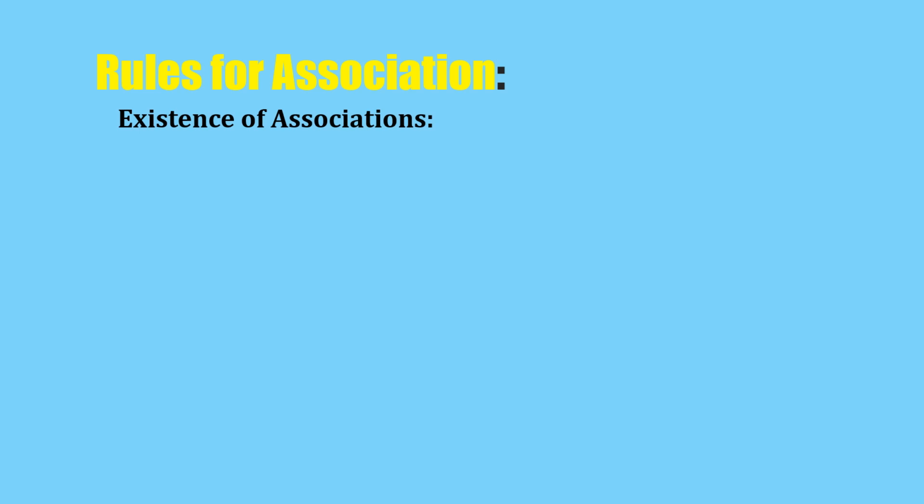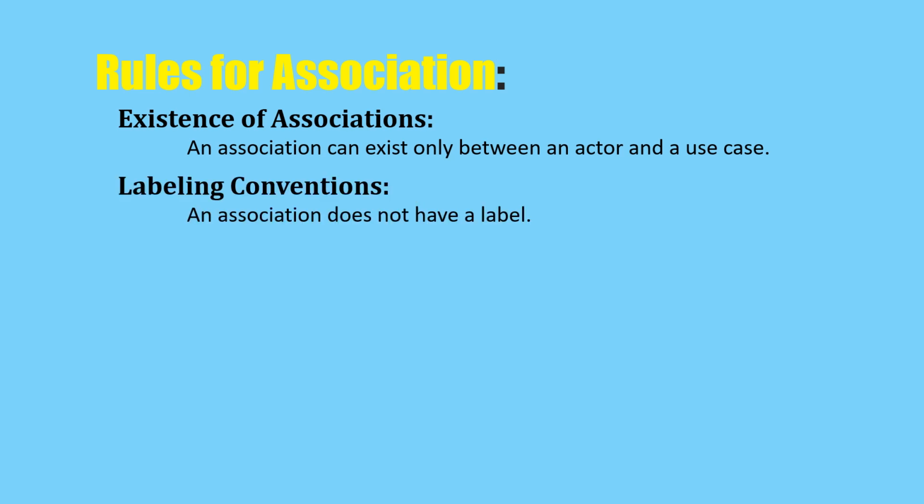Rules for associations. Existence of association. An association exists only between an actor and a use case. For example, in a banking system, the customer actor may be associated with the withdraw funds use case to depict the interaction between the customer and the system. Labeling conventions. An association does not have a label.